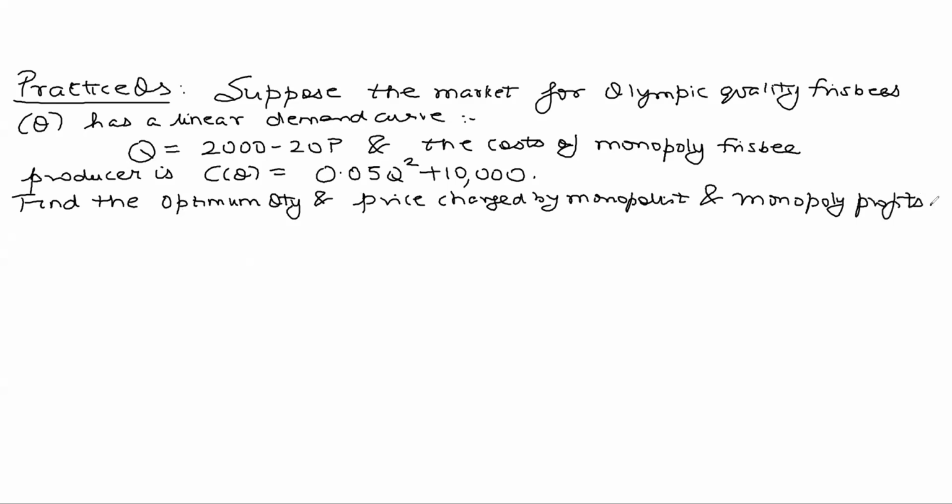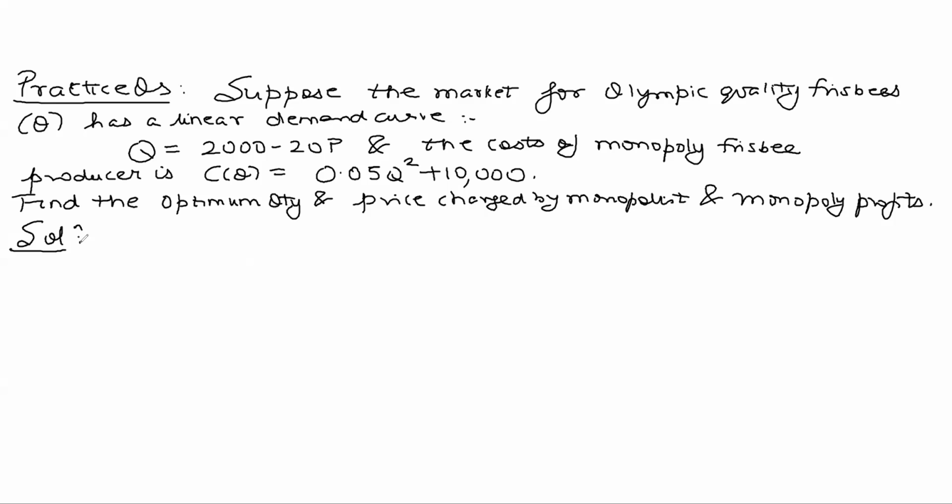Okay, so suppose the market for Olympic quality frisbees has a linear demand curve given by Q = 2000 - 20p, and the cost of the monopoly frisbee producer is C(Q) = 0.05Q² + 10,000. We need to find the optimum quantity and the price charged by the monopolist. So how will we find the optimum quantity?